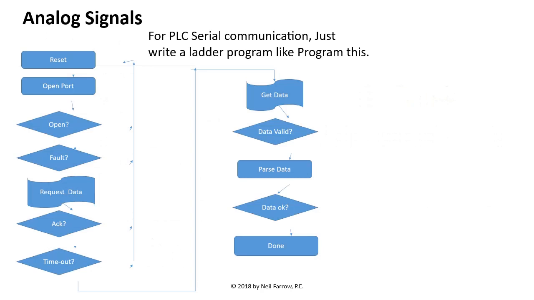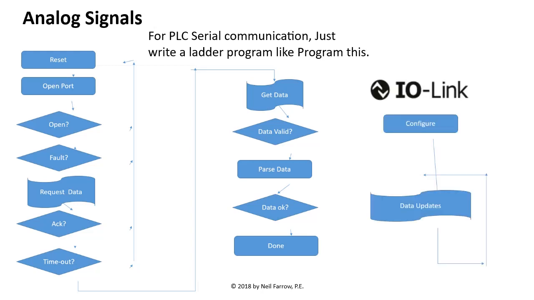Some of you may be thinking, yeah, I don't need this fancy new protocol. I've been programming serial for years. And you can do that, but here is a flowchart of a robust program with retries and timeouts. Contrast that with IO-Link, where once you configure it, the data in your IO-Link master and up to your PLC just get updated as if by magic, because that's what it is.